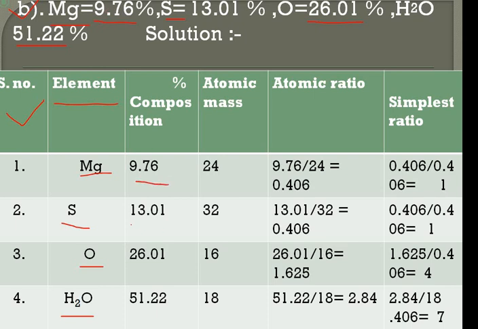In the case of sulfur, 13.01. In the case of oxygen, 26.01. In the case of water, it is 51.22%, right? Now atomic masses: for magnesium it is 24, for sulfur it is 32, for oxygen it is 16, and for water it is a molecule. So we know its molecular mass is 18.